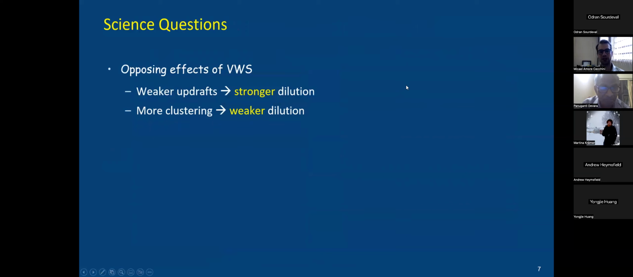So those are the two effects that I mentioned, opposing effects of vertical wind shear. On one hand, weaker updrafts lead to stronger dilution via entrainment. On the other hand, more clustering leads to weaker dilution.